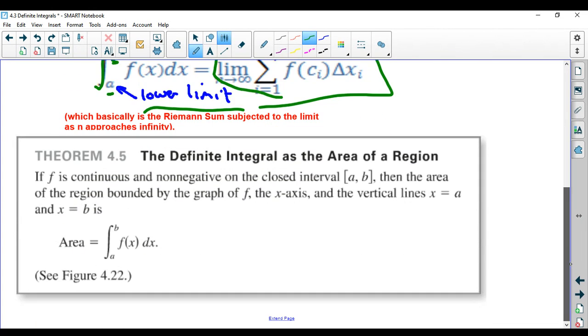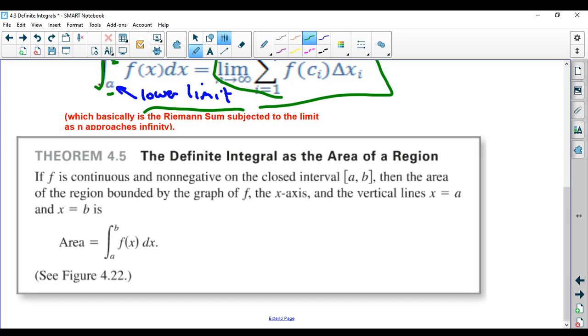So I know that's probably confusing. I wish you could ask questions as we're going on. Definitely do email me with questions or whatever, but this is the big theorem of this section 4.3. The area of a region is the definite integral of the function between a and b.